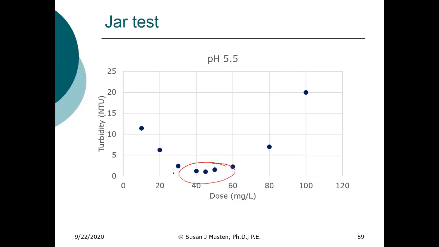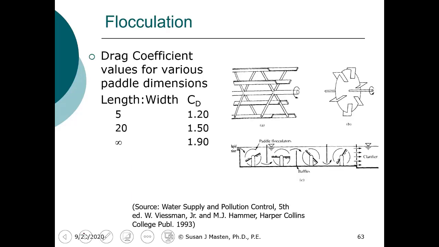So the optimal dose for this system is about 45 milligrams per liter. We may, in some cases, actually do a wider range and then do a second test where we try and narrow in on that optimal dose. So that's essentially the jar test.